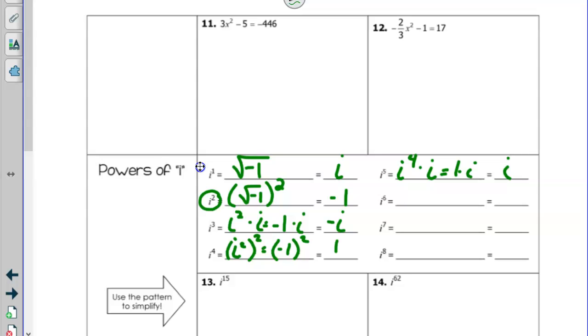I to the 6th, what could I break that one down to? What would be one that would make sense? I squared and i cubed. That would give... Yeah, and then we'd have -i times -i.